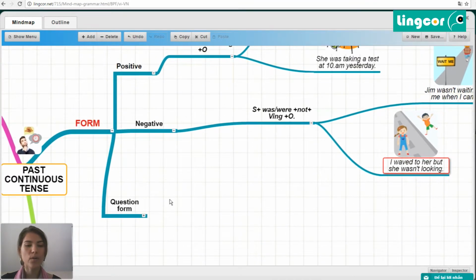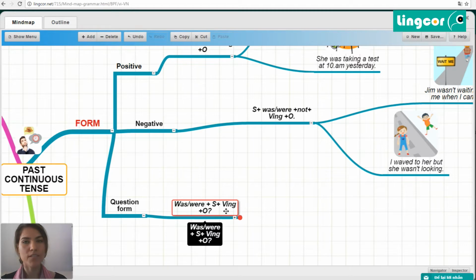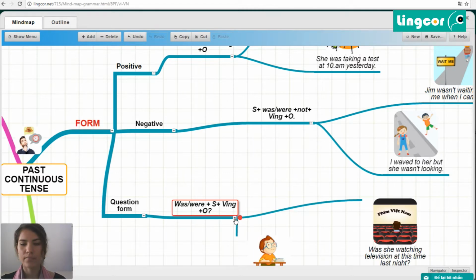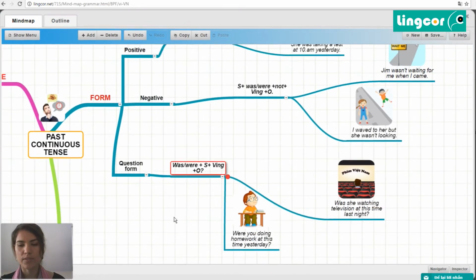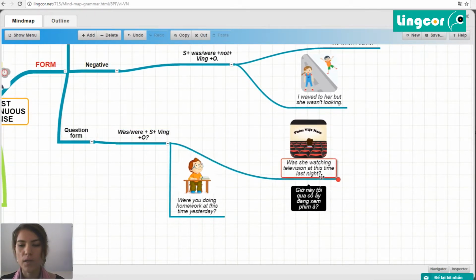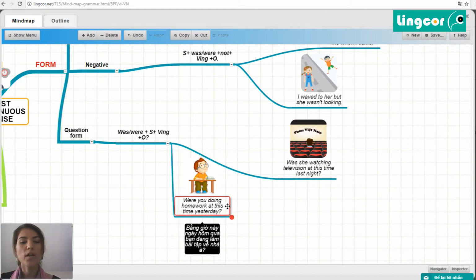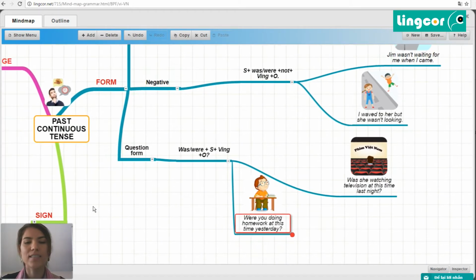Okay, so let's move on to the question form. Was or were plus subject plus verb ing plus object, question mark. Two example sentences here. Number one, was she watching television at this time last night? And number two, were you doing homework at this time yesterday? So these are both question forms of the past continuous tense.